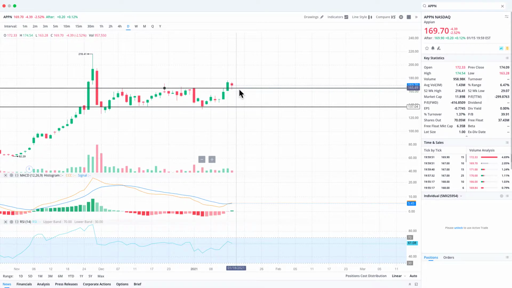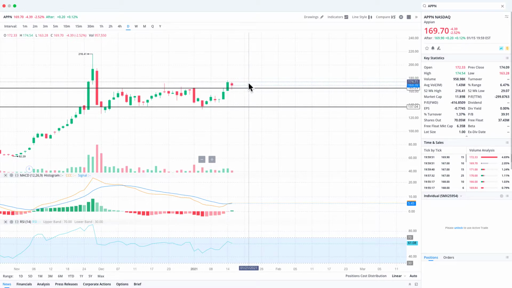If it breaks this support and goes down, you should keep an eye on it and see if it bounces off a support somewhere around here. You see this kind of support that it built over here. It might go down to here, and then check if it bounces. And if it bounces off of here, then you can buy right then. But if tomorrow it starts going up, that's actually a very bullish sign.